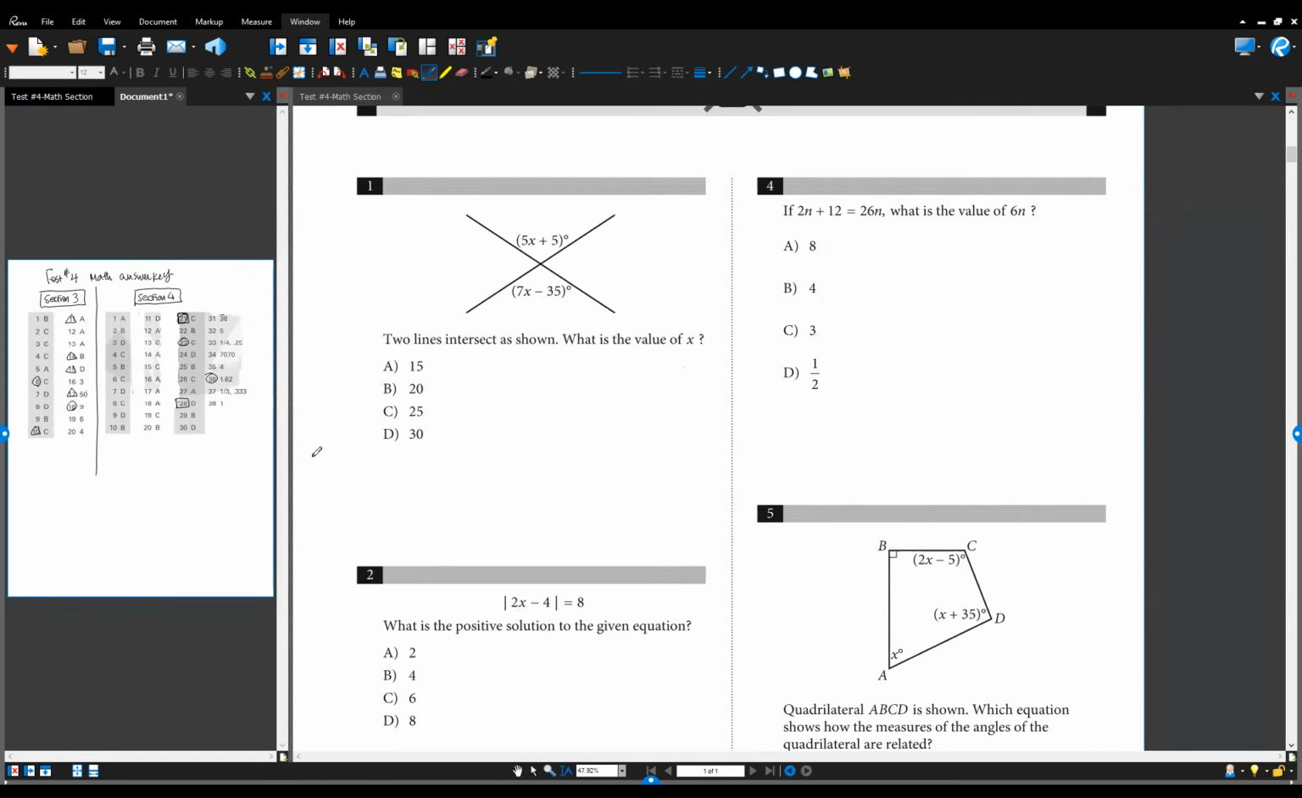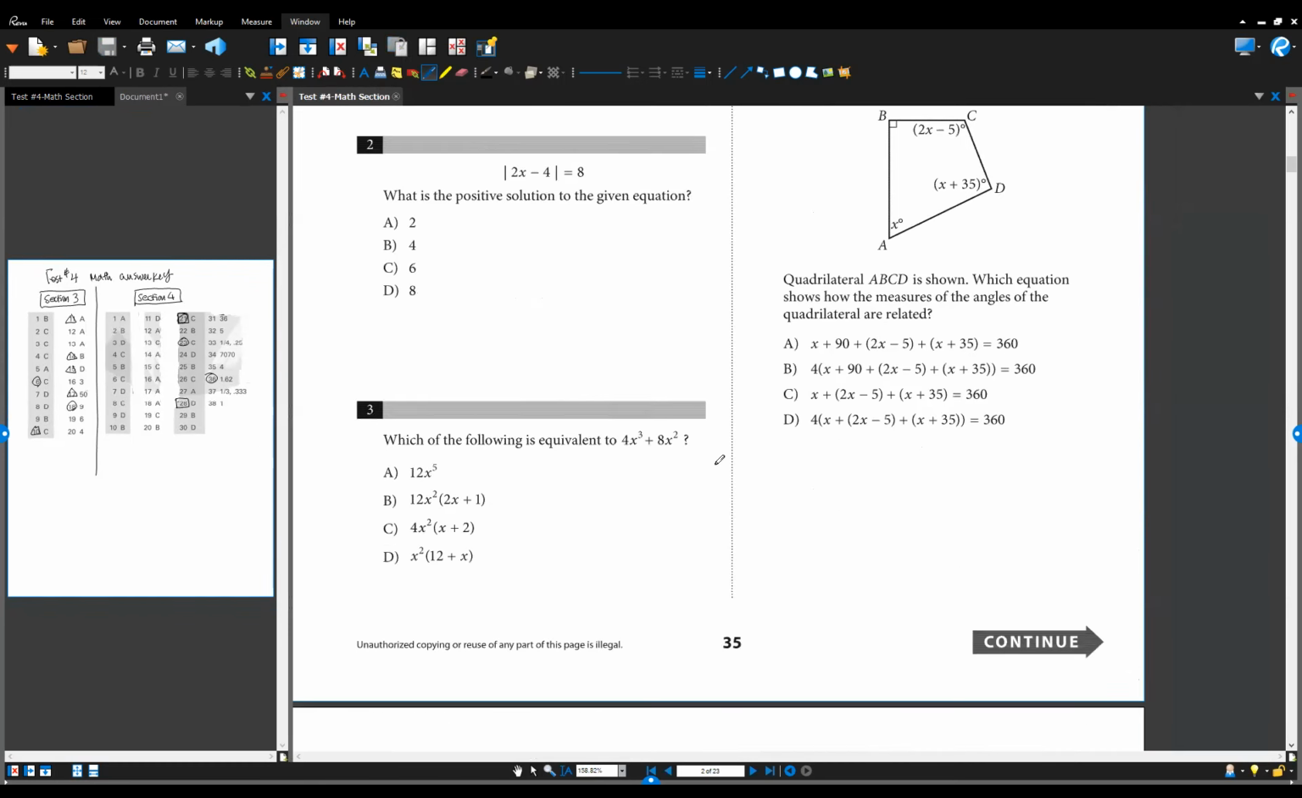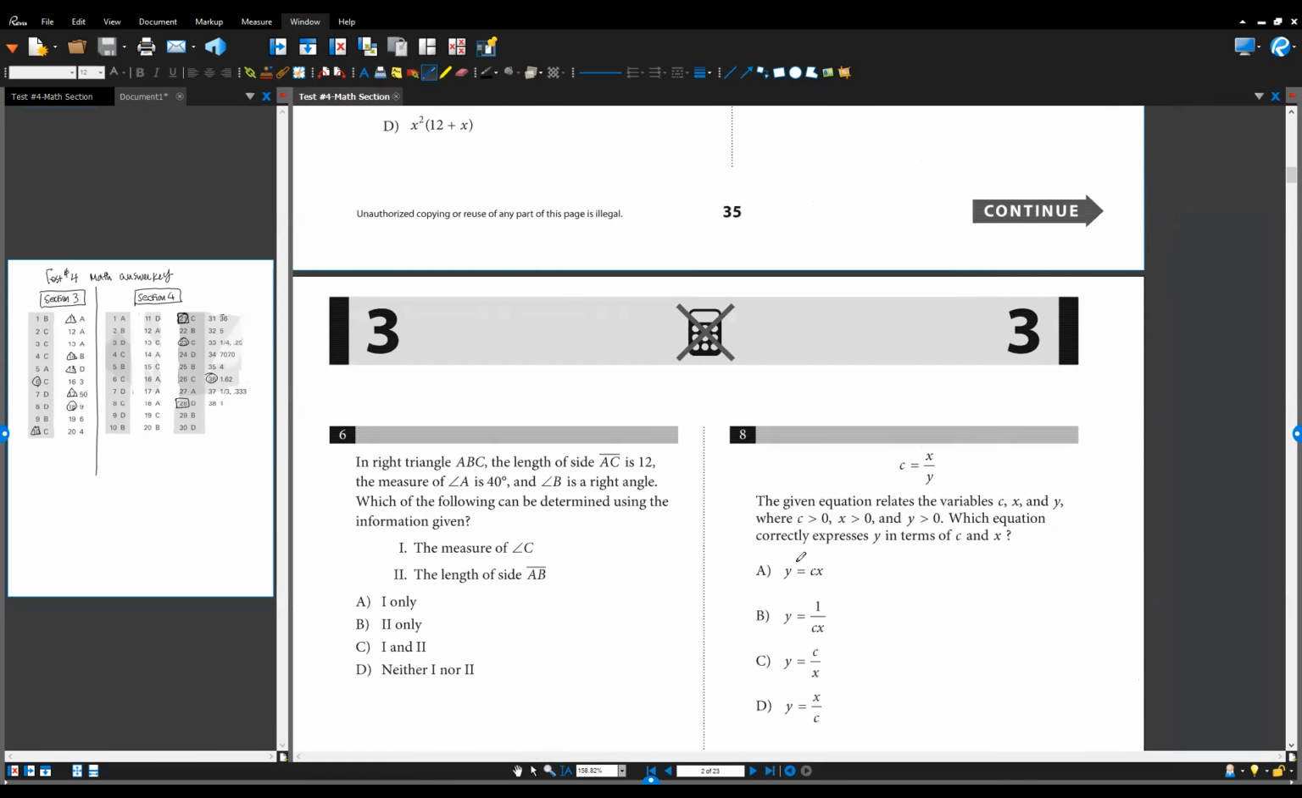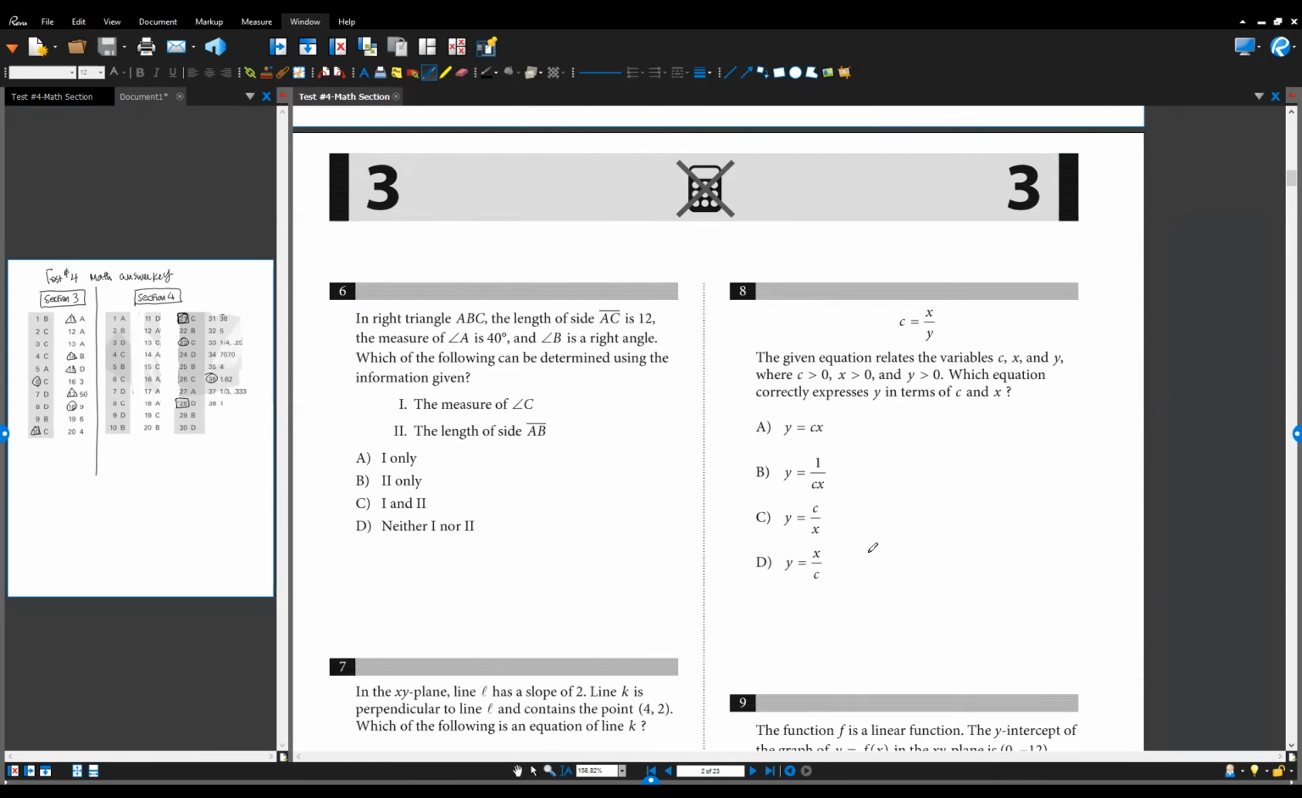All right, section 3, number 6. Oops, this is number 6. Okay. I think this is very similar to last time's questions, right? Yeah, very similar. They just changed the questions a little bit, right? Almost the same. In the right triangle ABC, the length of AC is 12. Angle A is 40. Angle B is a right angle.